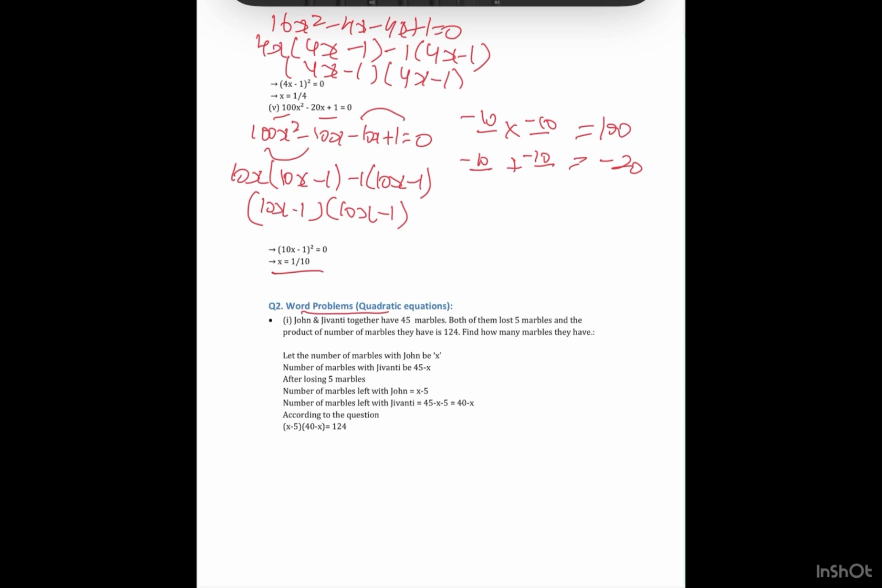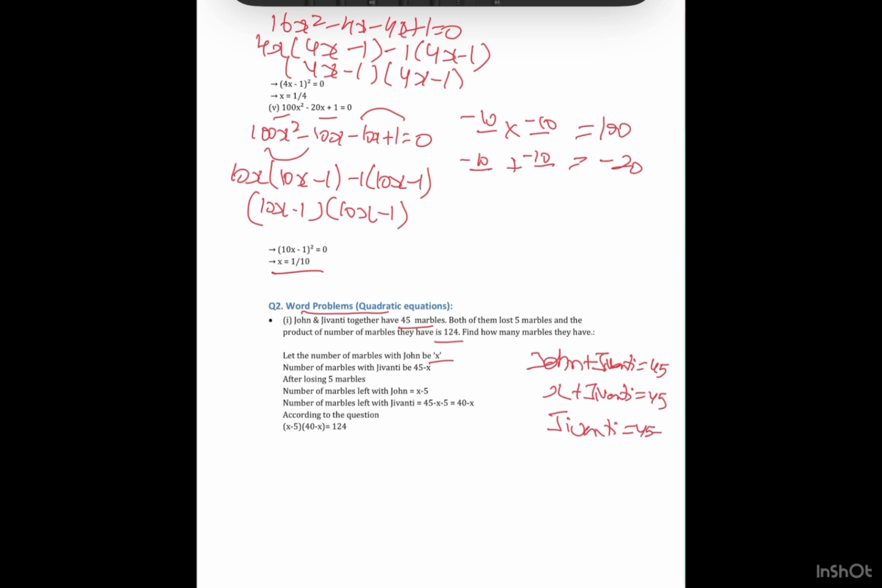Next question is the word problem based question. Now, quadratic equation word problems. First question, John and Jivanti together have 45 marbles. Both of them lost 5 marbles and the product of the marbles left is 124. We have to find out how many marbles they are having. In this case, let the number of marbles with John be x. Since John and Jivanti both are having 45 marbles and John is having x number of marbles, Jivanti will have 45 minus x marbles.